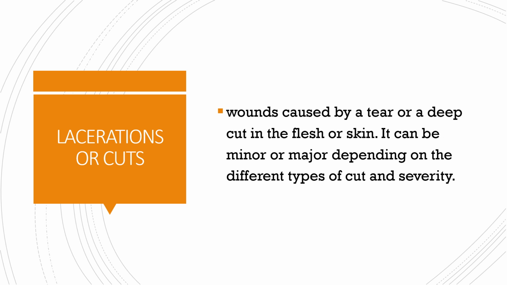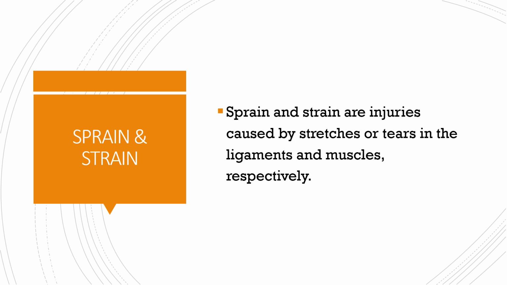Let's now go to the terms that we use. So, first we have your lacerations or cuts. So, these are wounds caused by a tear or a deep cut in the flesh or skin. It can be minor or major depending on the types of cut and severity. Next, we have your sprain and strain. So these are caused by stretches or tears in the ligaments and muscles, respectively.